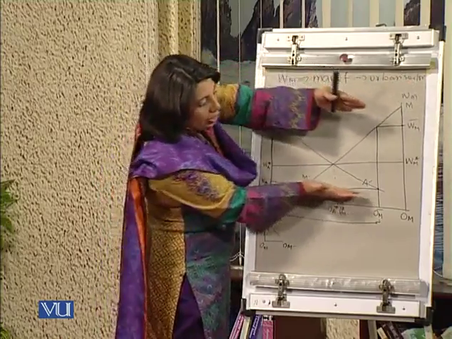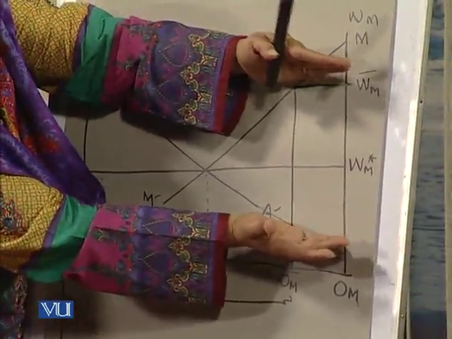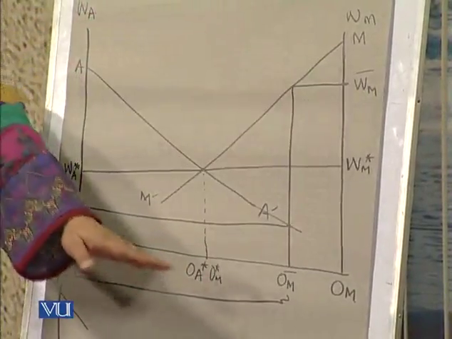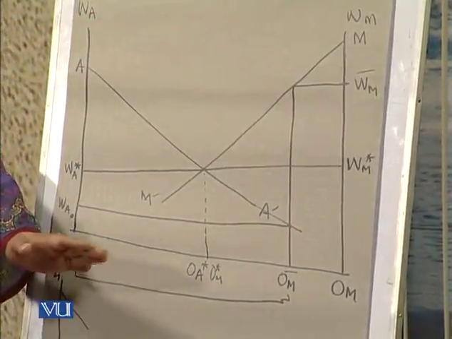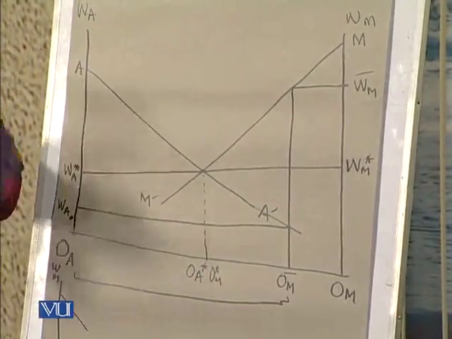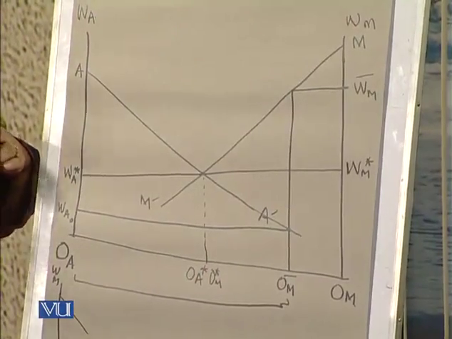So you can see that there is a huge difference between the wage rate in the two sectors, and because of this huge difference in the wage rate, people will decide to move from the rural area towards the urban areas.